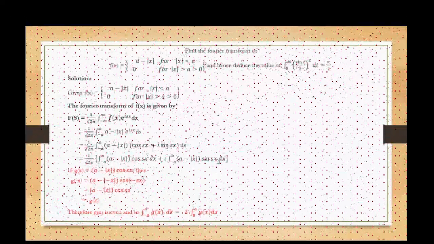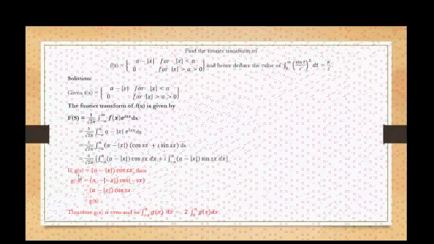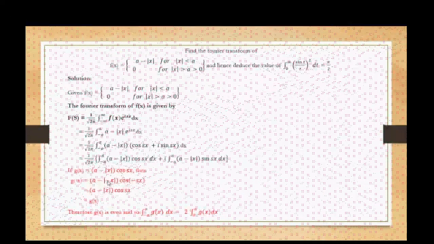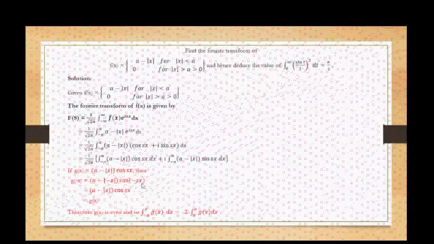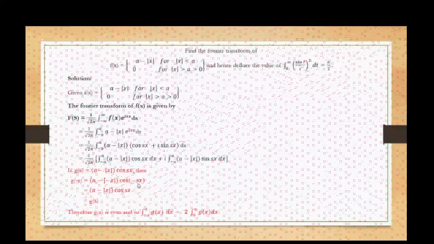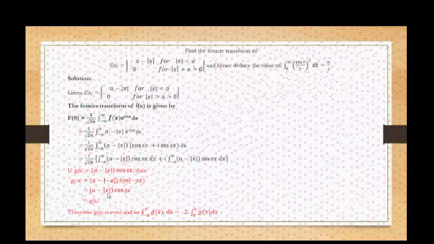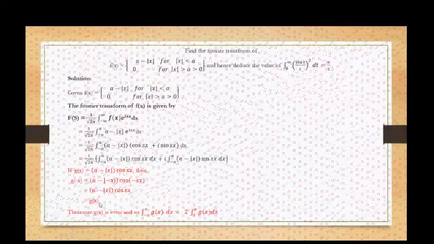Okay, let's see. g of x is equal to (a minus modulus x) cos sx, and when x is replaced by minus x, you will get a minus modulus of minus x, cos of minus sx. See, cos of minus theta is cos theta, so cos of minus sx will be cos sx, and the modulus of minus x will be mod x. So you will get the same function. g of minus x is equal to g of x. Therefore, it is an even function.